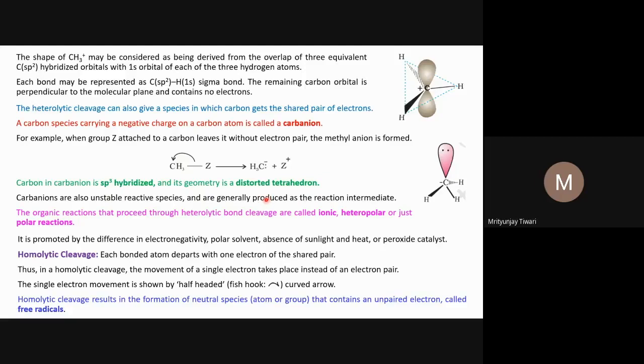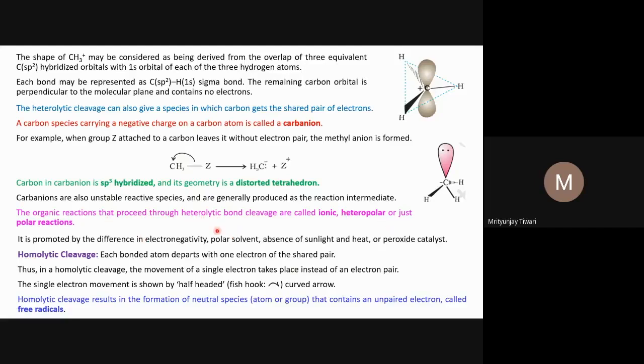Now, it is not necessary that if a polar bond is there, it will always undergo heterolytic cleavage. Whether it will undergo heterolytic cleavage or not will also depend on the reaction conditions, meaning under what conditions this organic molecule or chemical substance is kept. So, the organic reactions that proceed through heterolytic bond cleavage, as I have already said, are called ionic reactions, heteropolar reactions, or polar reactions.